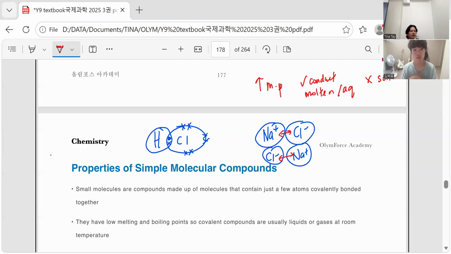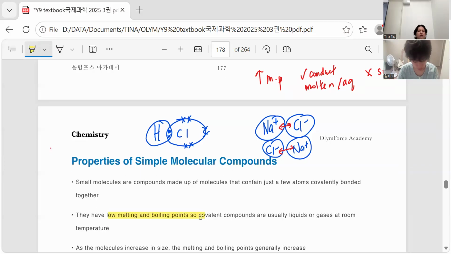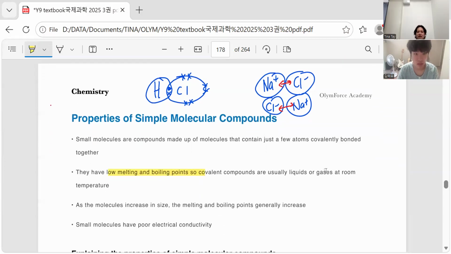Now, HCl is a covalent compound. So now we're going to talk about why. Remember, they are simple molecules. So they have a low melting point and boiling point. In room temperature, they exist as gases usually, sometimes liquid. Very rarely we will have solid covalent unless you freeze it. When the molecules increase in size, the melting point and boiling point increase, and they have poor electrical conductivity. They do not conduct electricity.